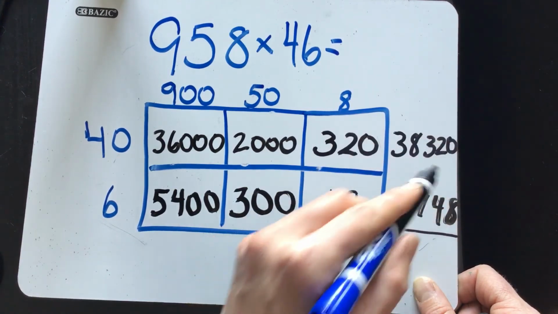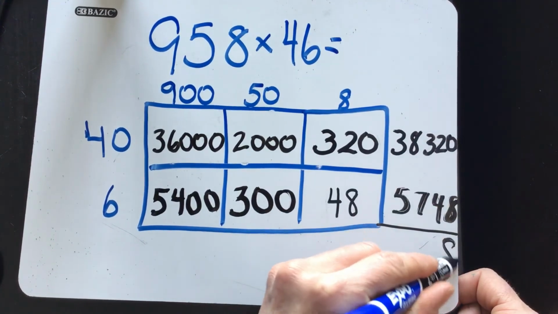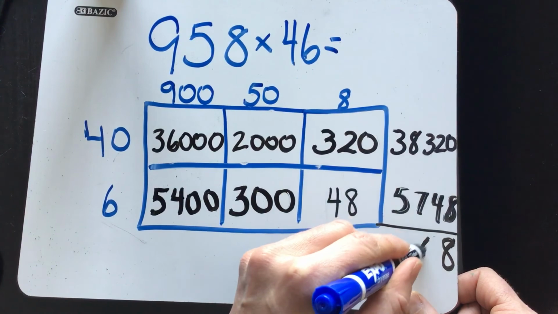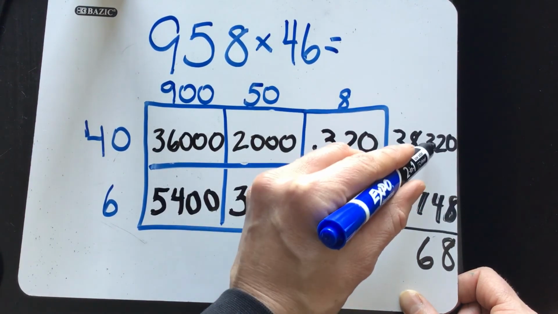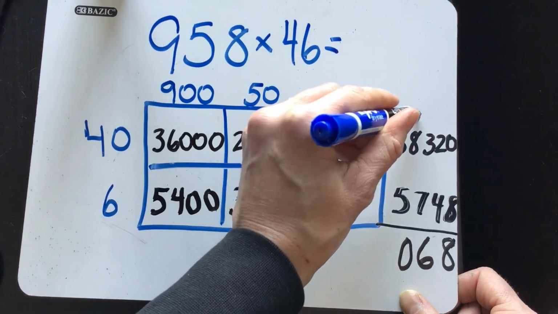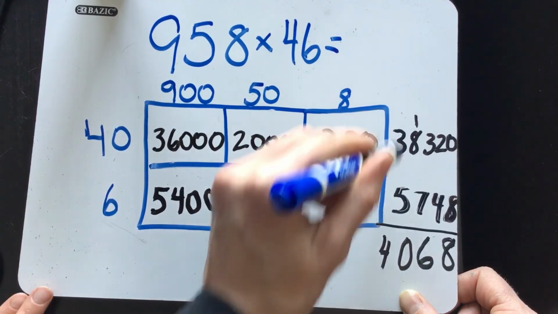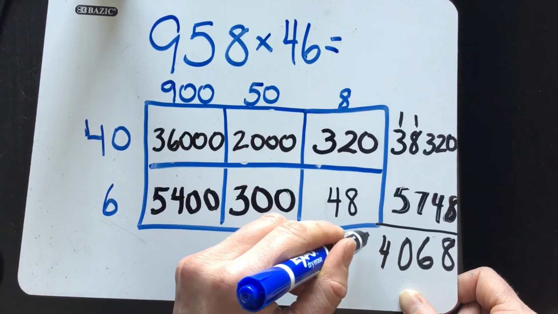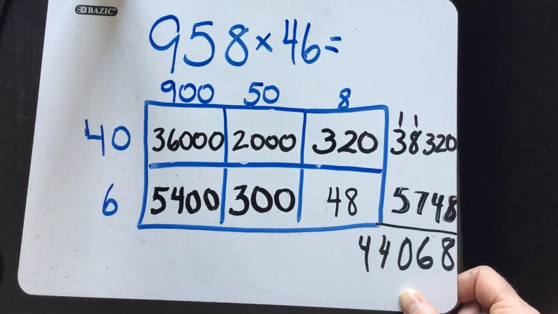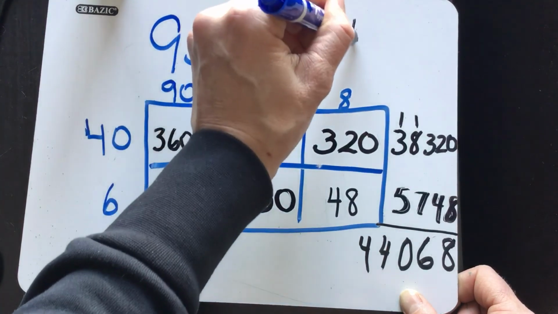Then it's just a quick add. 8 plus the 0 is 8. 4 plus 2 is 6. 7 plus the 3 is 10. Carry my 1. 5 plus 8 is 13, plus 1 is 14. Carry my 1. 3 plus the little 1 is 4. So the answer is 44,068. That is my number.